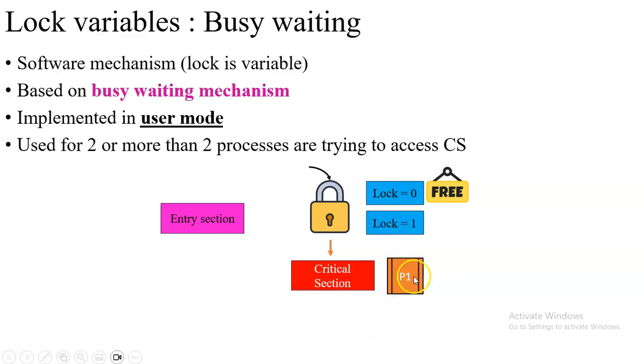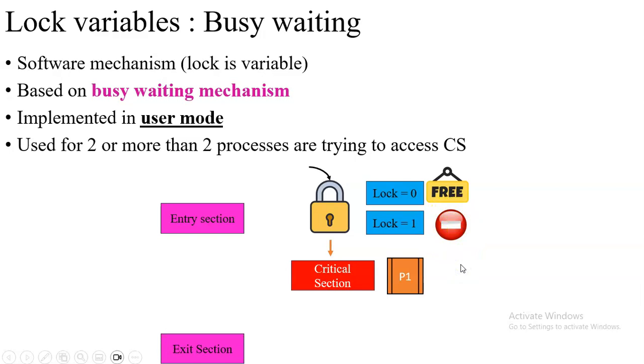Now once process 1 is in the critical section, immediately it turns the value of lock to 1, which means that the critical section is now busy, so that some other process which wants to access the critical section will get a message that no, the critical section is busy.